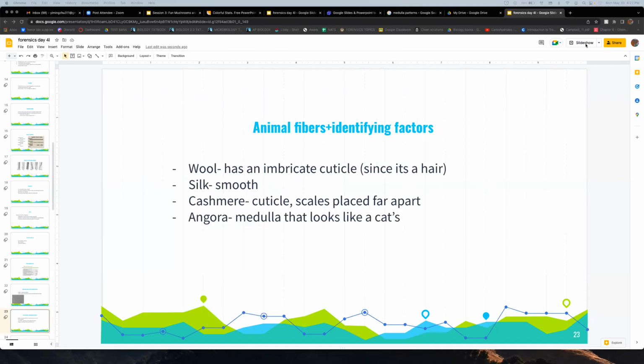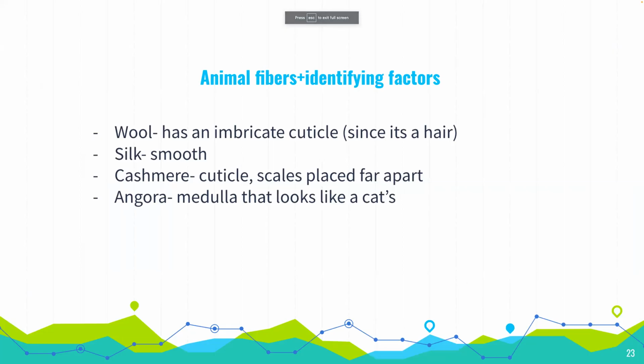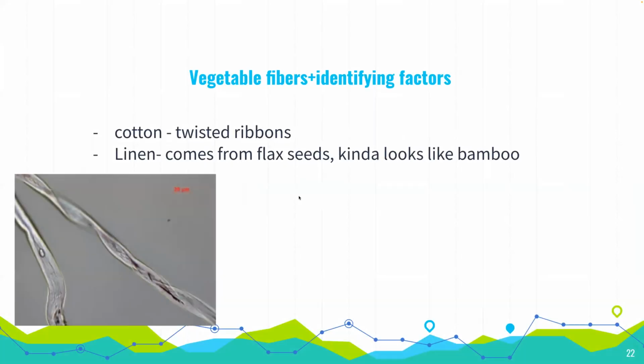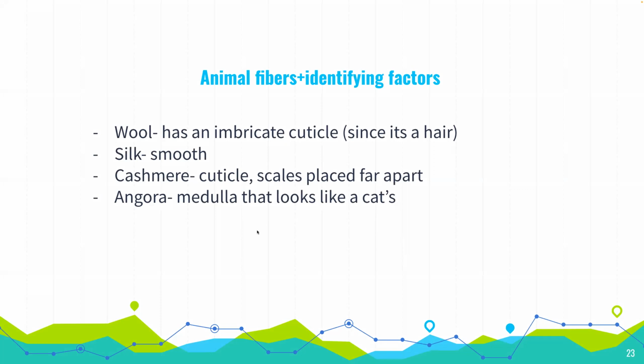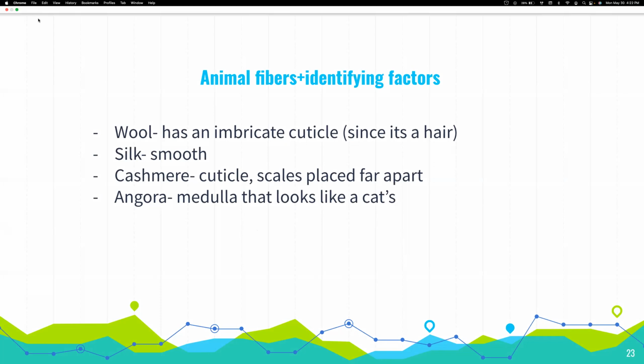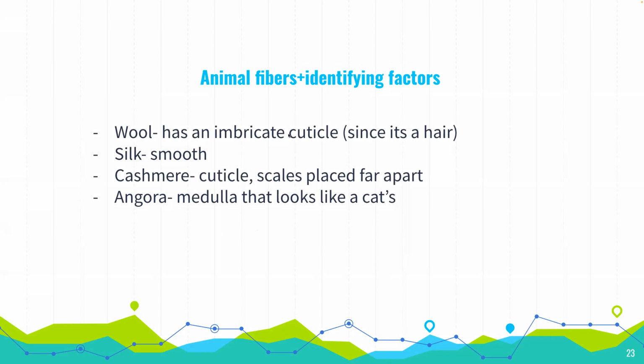All right, so animal fibers and their identifying factors. Wool has an imbricate cuticle again. It looks kind of like the human one. Silk is very smooth and consistent. Cashmere has scales placed very far apart. And Angora, which I think is rabbit, has a medulla that looks like a cat's. Since these are from animals, you can use hair analysis on them.